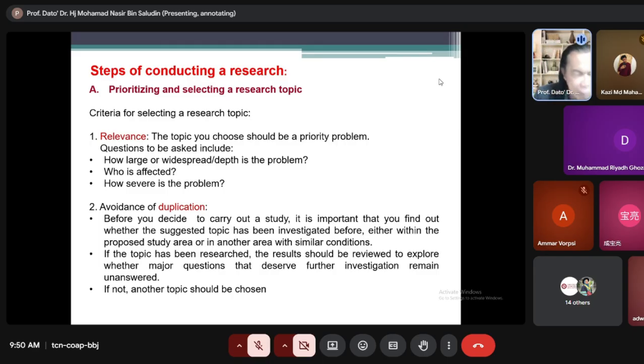Number 2, avoidance of duplication. Before you decide to carry out a study, it is important that you find out whether the suggested topic has been investigated before, either in the proposed study area or in another area with similar conditions. If the topic has been researched, the results should be reviewed to explore whether major questions that deserve further investigation remain unanswered. That means you can look at the research, where they put future research suggestions. You can take that. If not, another topic should be chosen.